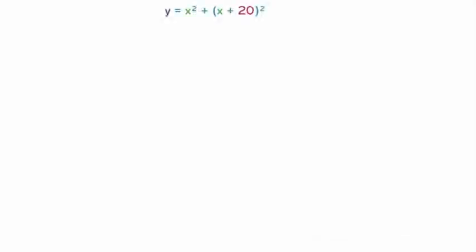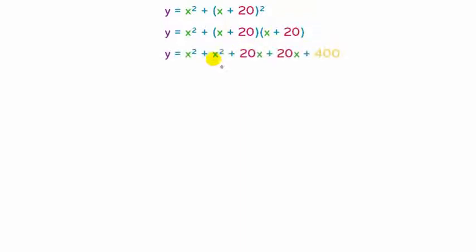To determine the vertex, we'll first start with our original equation. Y is equal to x squared plus x plus 20 all squared. From here, what we'll do is we'll use the distributive property to put this into general form, and then from general form, we'll complete the square to put it into vertex form. So let's get started. X plus 20 all squared we'll write as x plus 20 and an x plus 20. From here, we'll distribute out the x and x is x squared, x times 20 is 20x, 20 times x is 20x, and finally 20 times 20 is 400.